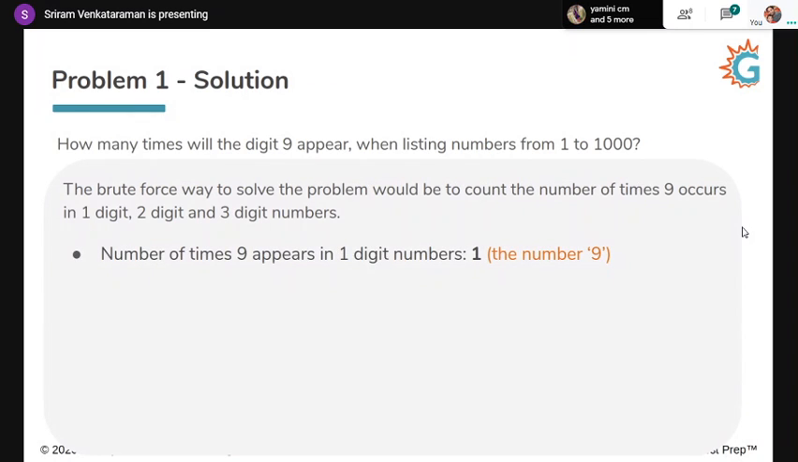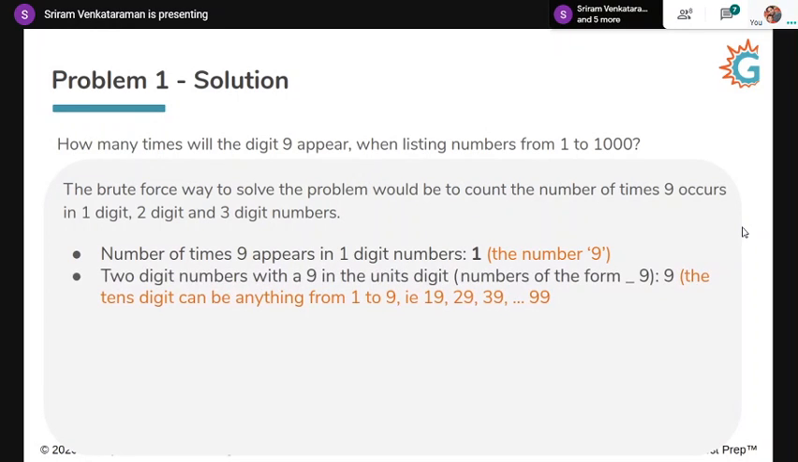So let's just look at the number of times 9 appears in one digit numbers. It's just going to appear once, the number 9. But what happens in two digit numbers? In the two digit numbers, 9 could either appear in the units place or in the tens place. So the numbers could either be in the form of something 9, which is 9 in the units place, and there are 9 such numbers. The tens digit can be anything from 1 to 9. So 19, 29, 39. In all these cases, that is in 9 of these numbers, I would be writing the digit 9 in the units place.